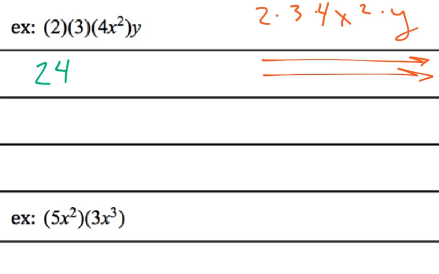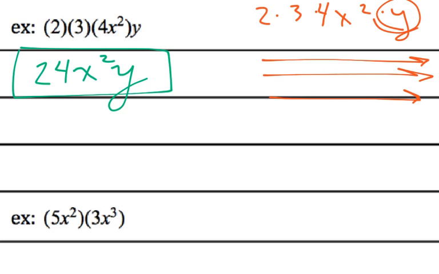So now I move on to my variables. And usually you start earlier in the alphabet. It's kind of like you hear X, Y, Z, so I know that X is earlier in the alphabet. So I scan through, and X only appears once, and that's to the power of 2. So I'll write 24x squared. Now again, we scan left to right. Do we see any more X's? Did we make a mistake? No. Well, then let's move on to Y. And I only see Y once, so I will write 24x squared y.